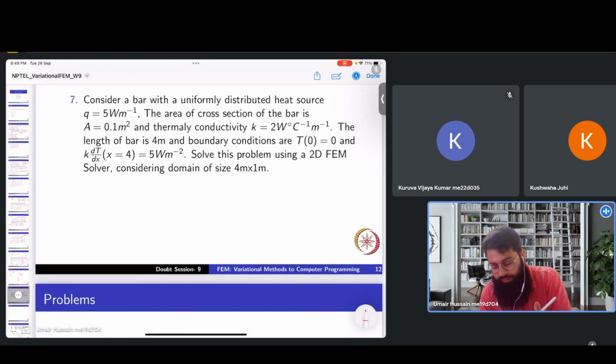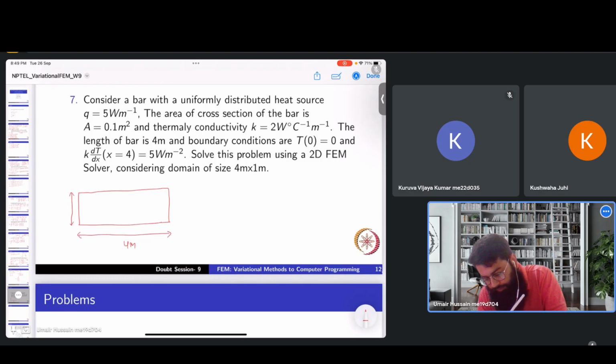Solve this problem using a 2D FEM solver considering a domain of size 4 meter by 1 meter. Instead of a 1D rod, we can consider this bar as 4 by 1 meter. You can assume its thickness is 0.1 meter, so that its area of cross section would be 0.1 meter square. So we can break it down into 4 elements.